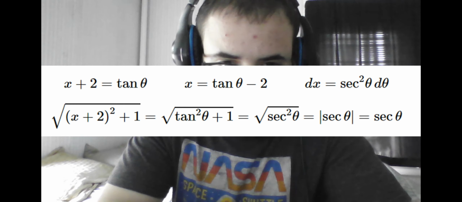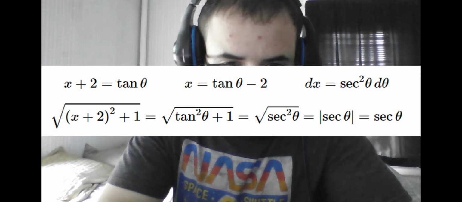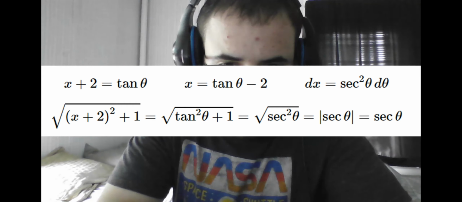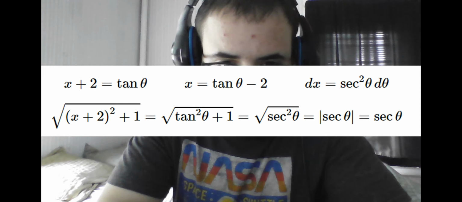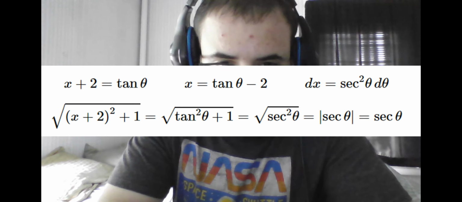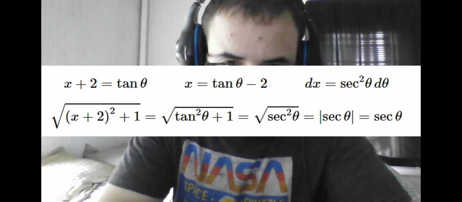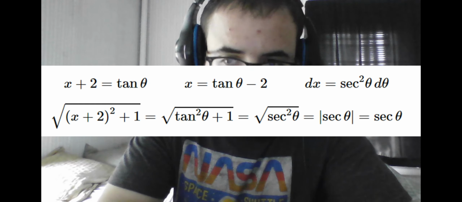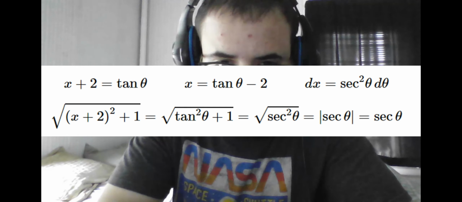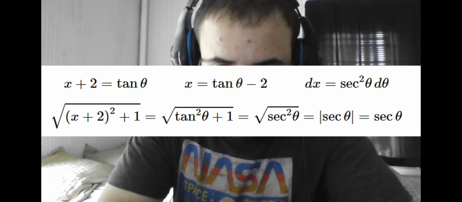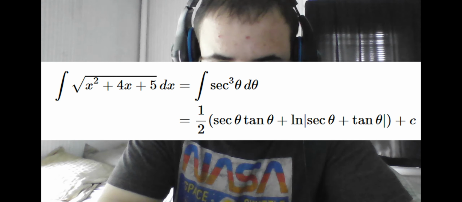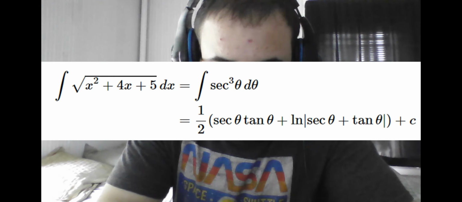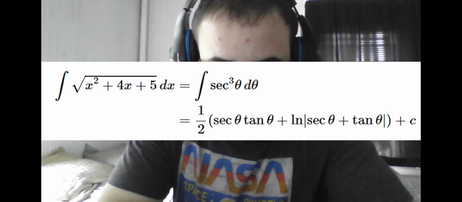So we have tangent squared plus 1 equals secant squared, and the square root of secant squared is the absolute value of secant. But since we are doing an indefinite integral, we can forget the absolute value bars. And we see the change in x must be, after we rewrite x in terms of tangent of angle, secant squared of angle times change in angle. So in conclusion, the integral becomes the integral of secant times secant squared times change in angle, which is the integral of secant cubed with respect to change in angle.